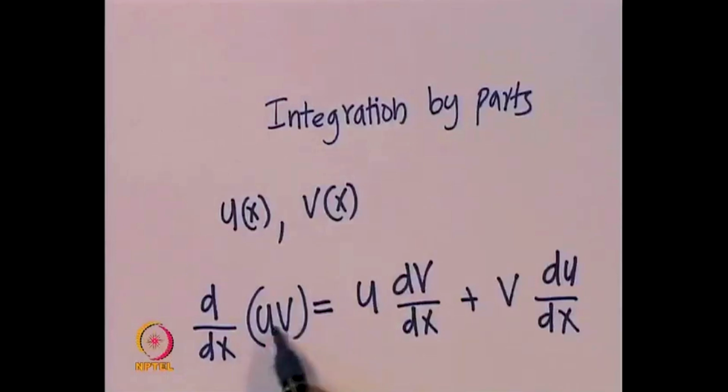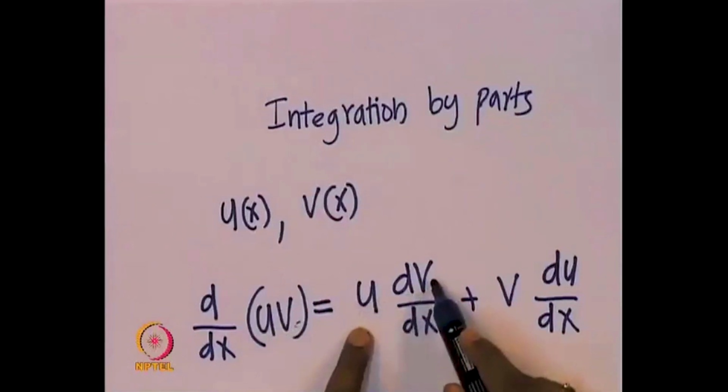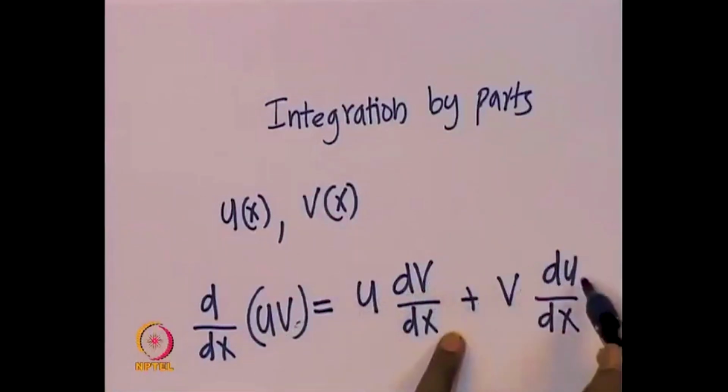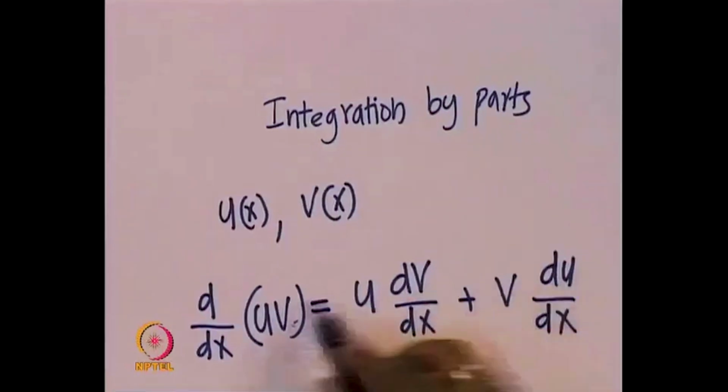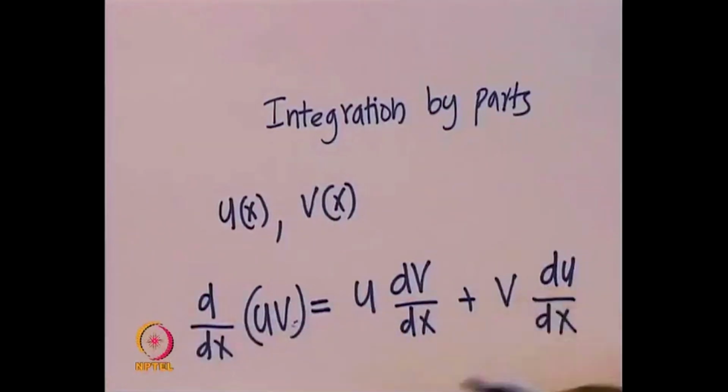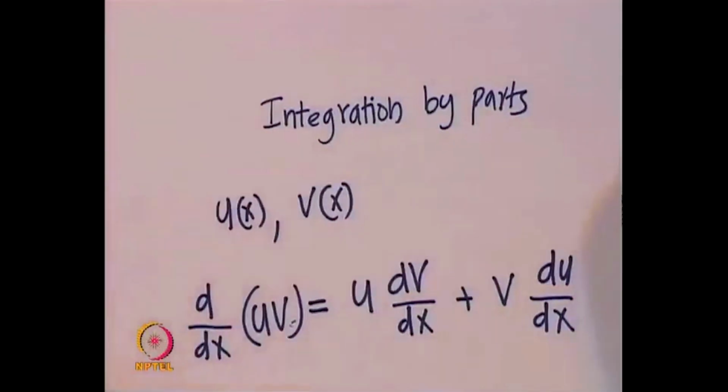We learned that if you have a product of two functions, this could be f and g, or u and v, the derivative of this product is the first function times the derivative of the second function plus the second function times the derivative of the first function. So, from this we can get an interesting formula for integrating certain kinds of functions, in particular whenever you have a product of two functions. Let us have a look at this for a minute.